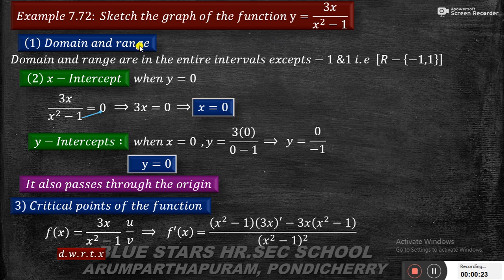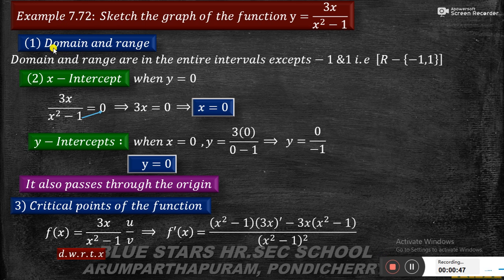That means we find out the domain, the x-intercept, y-intercept, critical points, and intervals of monotonicity. Everything we will find from this function. So first I find out the domain and the range. This is the function y equal to 3x by x square minus 1.